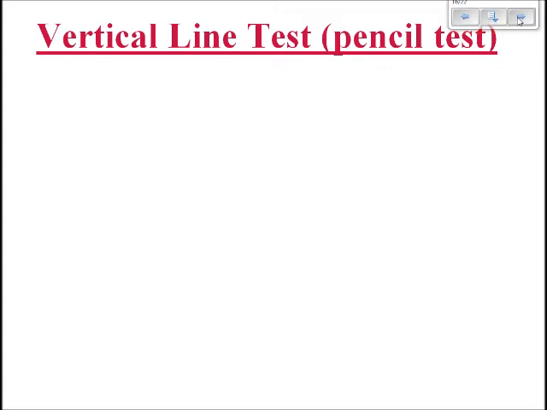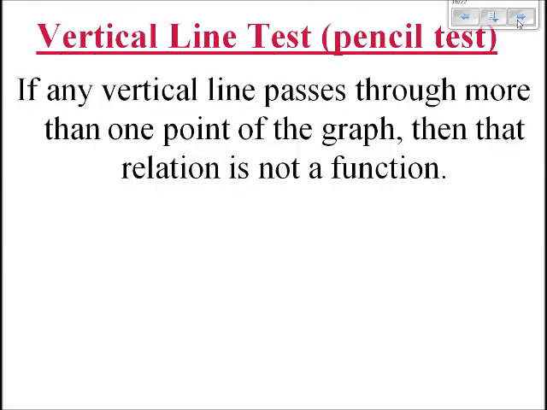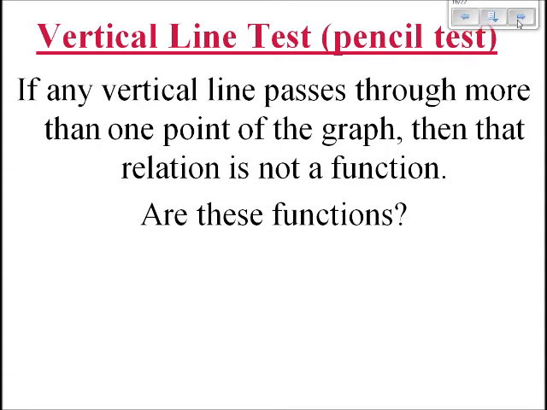All right, we have another test for telling if a relation is a function, and this test is used when we are looking at the graph of a function. Okay, remember that we looked at graphs. And I want to be able to tell if they're functions. We have what we call the vertical line test. And basically what happens is if any vertical line passes through more than one point of the graph, then it's not a function. So I'm going to draw a vertical line, and it can only hit my graph in one place.